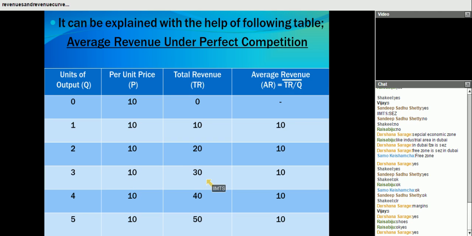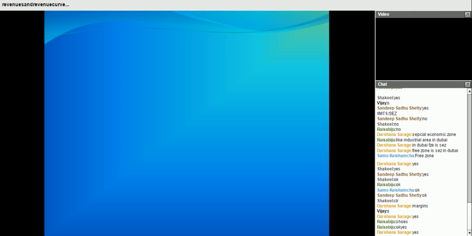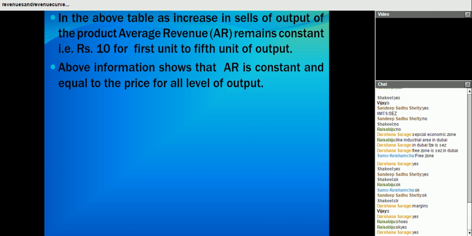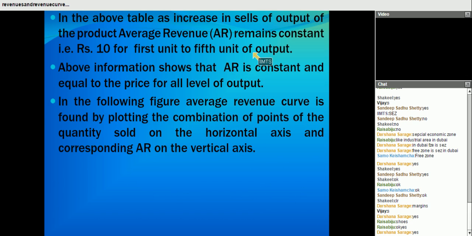Now let us calculate it for the third unit. Total revenue is 30 and the unit is 3. So 30 divided by 3, 40 divided by 4, 50 divided by 5. So that is the column for average revenue. The above information shows that average revenue is constant and is equal to the price for all levels of output. It was 10 for all the units. So that is how it is.